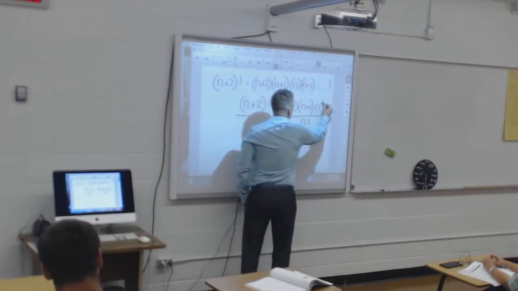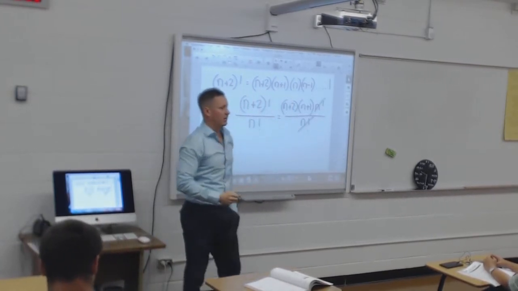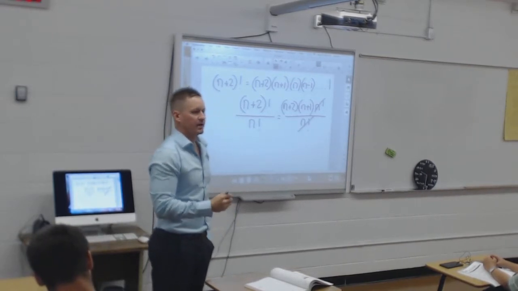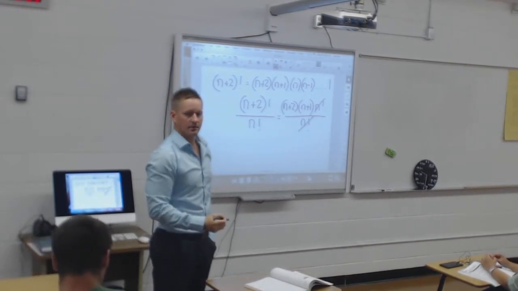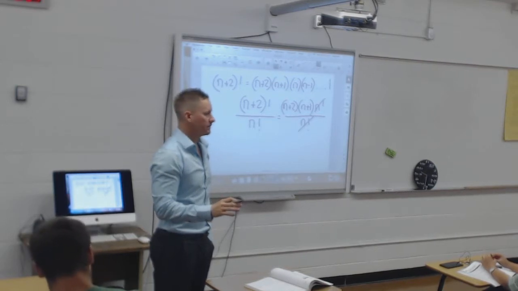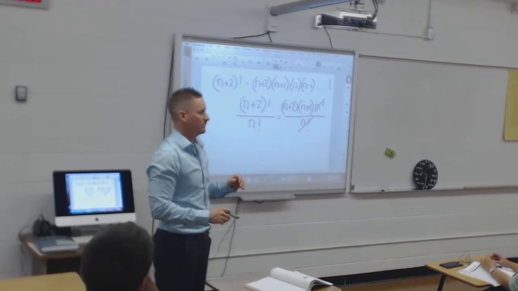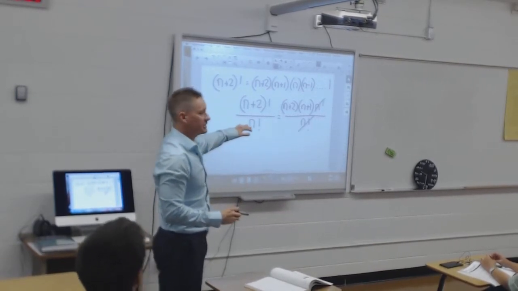Okay? So now, what am I left with? N plus 2 times n plus 1. Is everybody following me so far? I'm trying to make the complicated part. I'll show you the easy part in a second. Okay? So does everybody understand that?